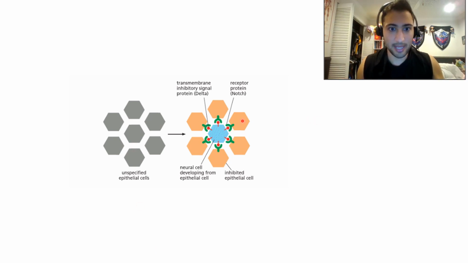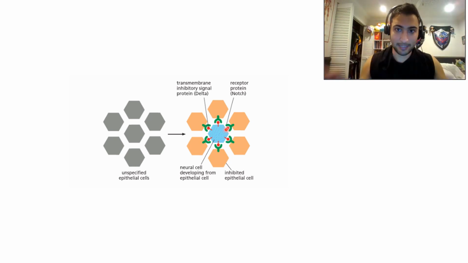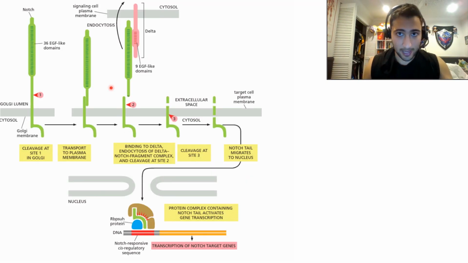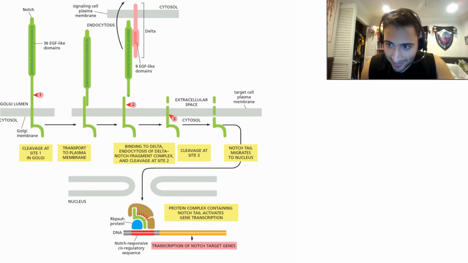Okay, how does it do that? Because delta binds notch on the cell that's meant to become epithelial and cleaves it. As we can see here, notch will get cleaved. I don't need you to worry about any of this. All I want you to understand is that notch gets cleaved over here, and the tail is going to migrate to the nucleus and transcribe genes. I don't want you to memorize any of this. All I want you to know is notch gets cleaved, the tail goes down into the nucleus where it acts as a transcription factor.